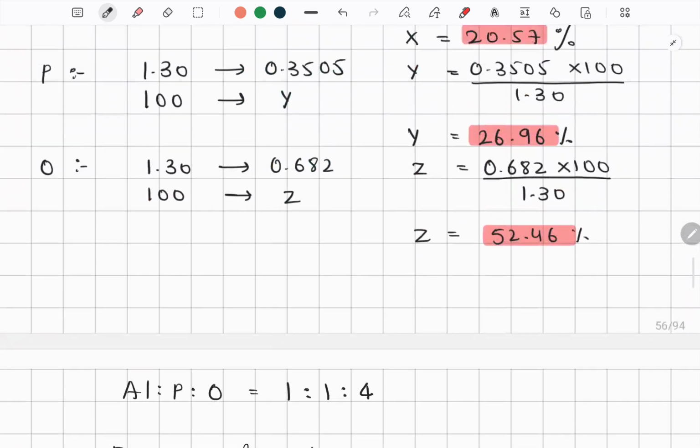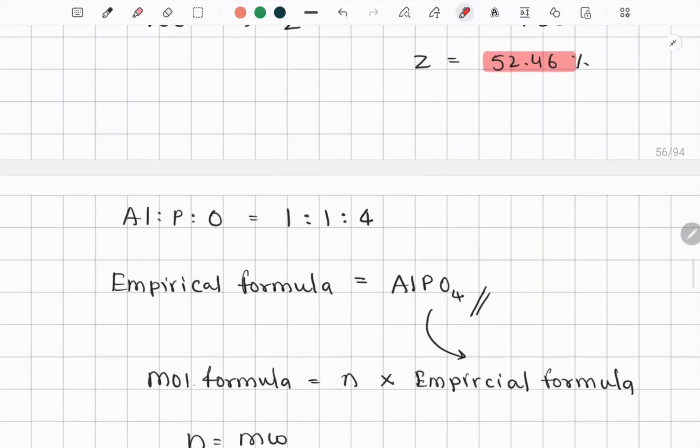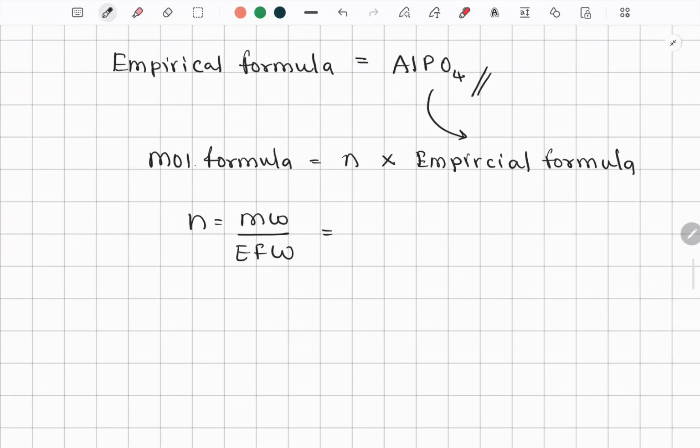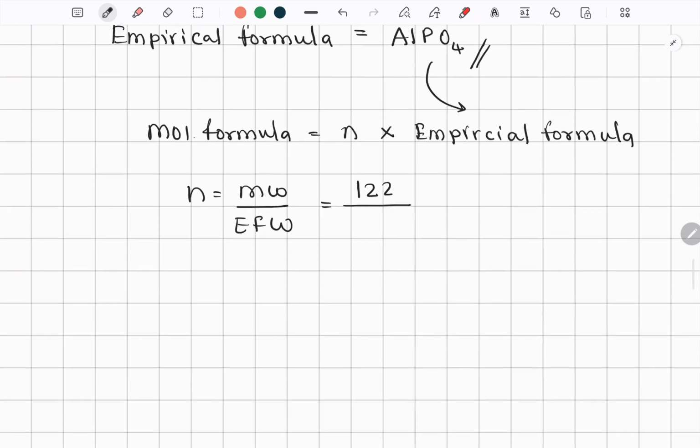Okay, do we know the molecular weight? Yes sir, it is given in this question. What is the molecular weight? It is given that the molecular weight of the compound is 122. Do we know anything about the empirical formula weight? Yes sir, if we know the empirical formula, we can calculate the empirical formula weight as well.